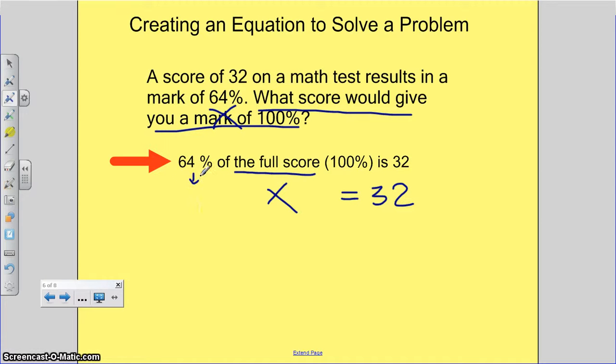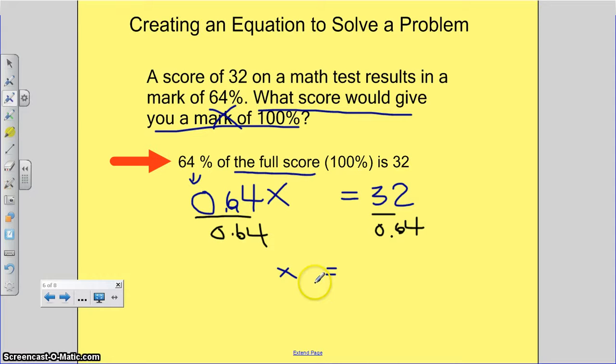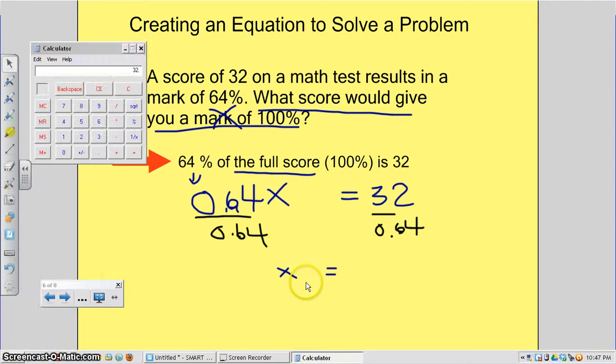and again we're going to convert 64% into decimal, 0.64. So when we look at it this way, 64% of the full score is 32. Okay, so that's kind of that translation. And then to solve that, of course, we'd just be dividing both sides by 0.64, and that will tell us what x is. And x is, of course, what the full score is on the test, and that's what we're after. So we're going to have x equals 32 divided by 0.64.